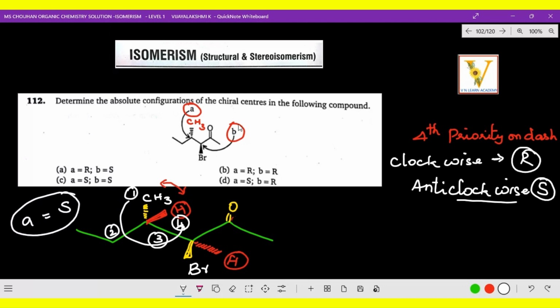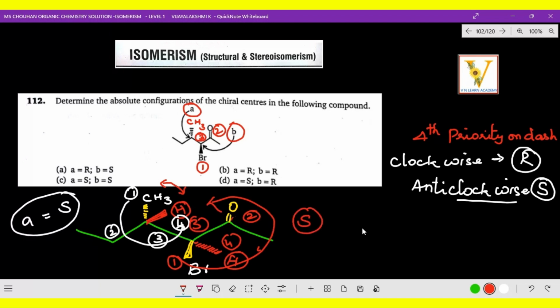Now we are going to see point B. In point B, the higher priority goes to bromine. So bromine is 1, and of course C double bond O will be 2, and this is 3, and the hydrogen, which I just mentioned here for identification, will be 4. So this is 1, this is 2, this is 3 and this is 4. Now the fourth priority, hydrogen, is in the dash position only. So how will you bring it? Anti-clockwise only. So here also S. So point A is S and point B is S. Both S, S configuration only.